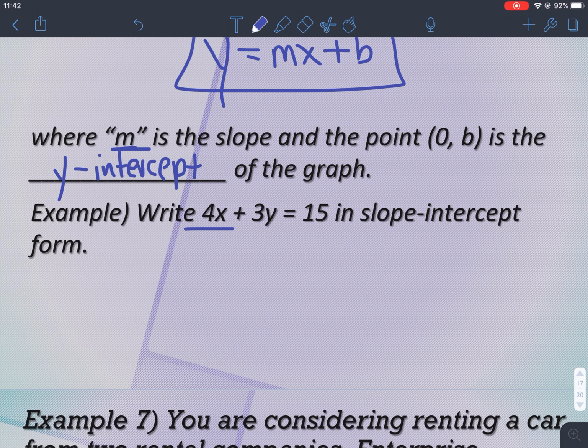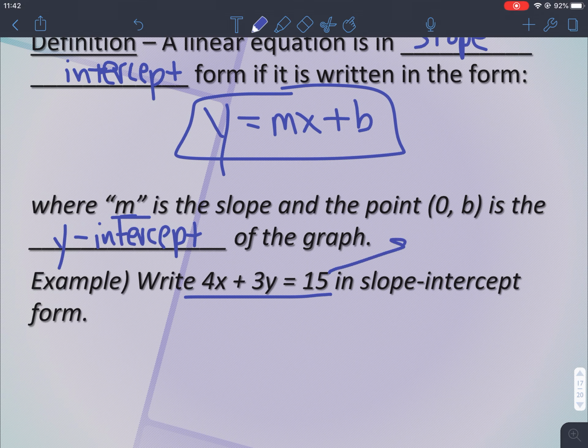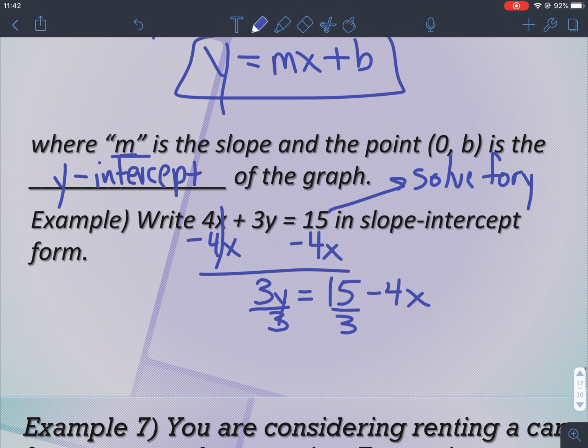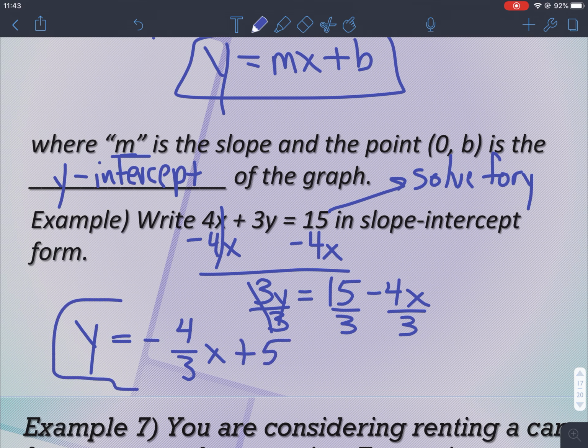In order to change standard form into slope-intercept form, we are going to solve for y. So let's subtract 4x from both sides. They don't go together because one has an x and the other does not. And then divide by 3 everywhere. Y equals, I'm going to stick with the convention and put this one first, and I'm going to write -4/3 x plus 5. So all I did was switch the order there.